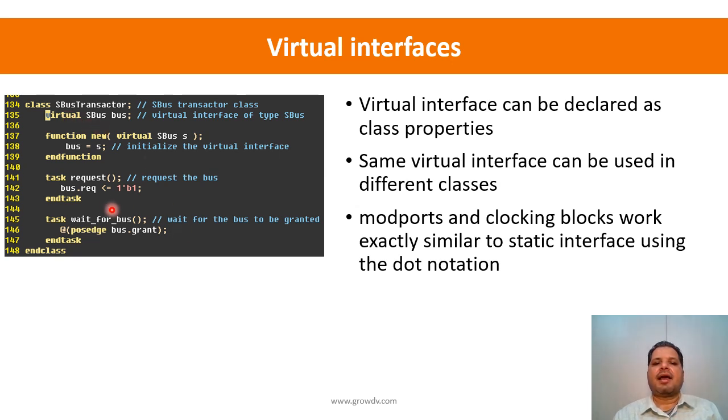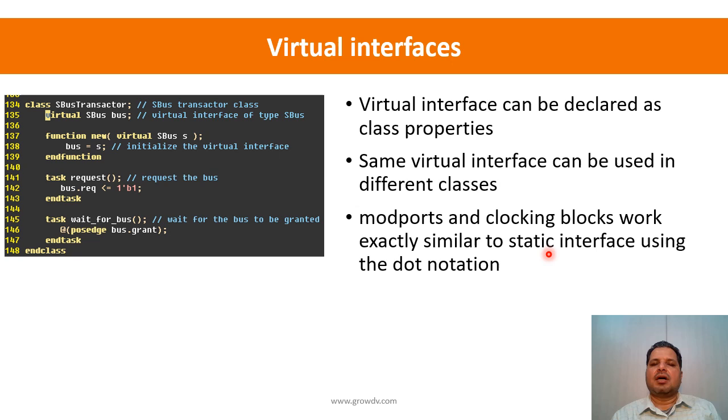And then I can refer to any signals that are present within the virtual interface using the dot notation, the bus dot request equal to 1. I can drive it, or I can wait on it. This accessing is very similar to the way we do it with the static interfaces. And the modports and the clocking blocks, if they are present within the interface, accessing them with the virtual interface is no different compared to a static interface.